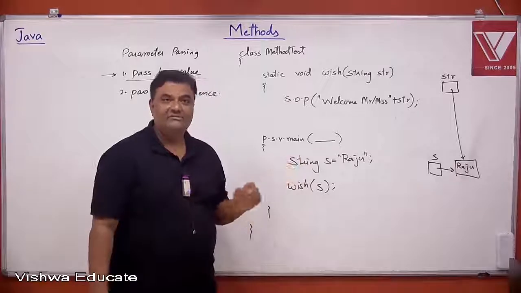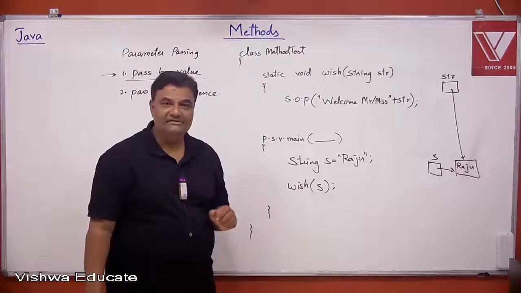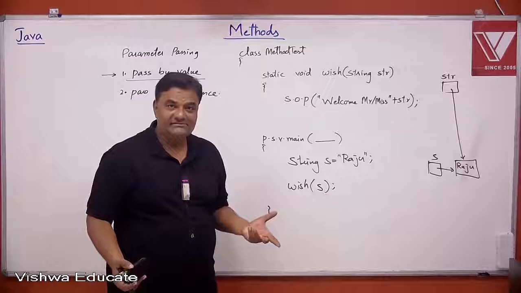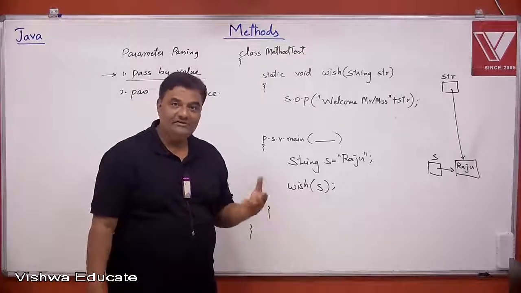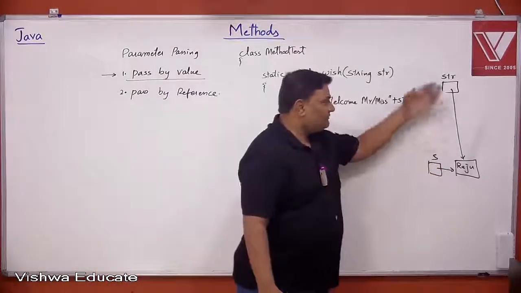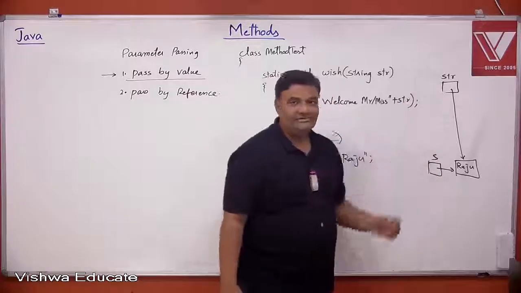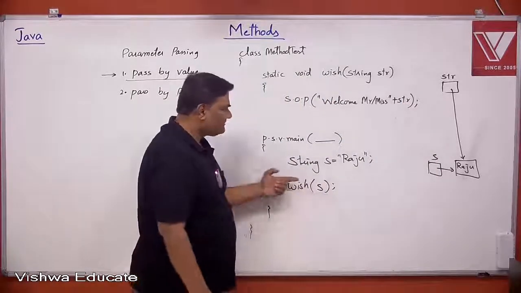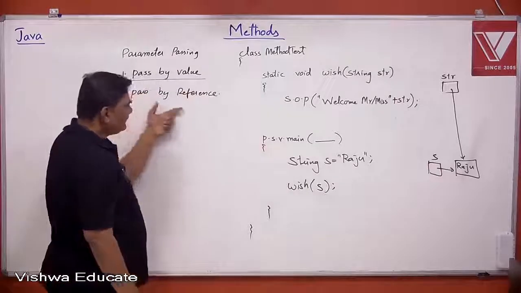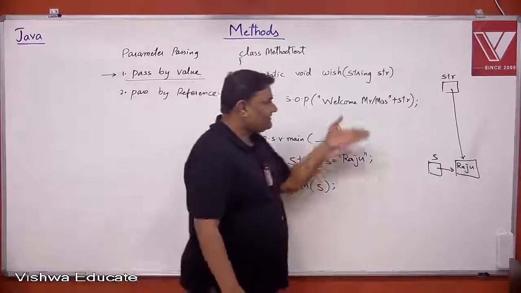So is it call by value or call by reference? This is call by reference. Yes, call by reference, because the object is not passed. The reference of an object is passed. So this is the call by reference method. This is the second method in which the reference is passed.